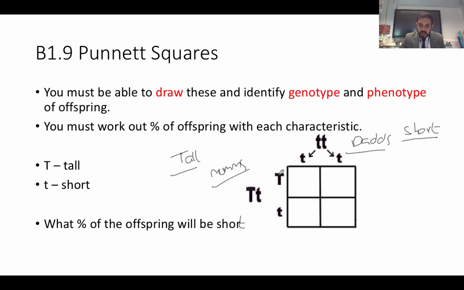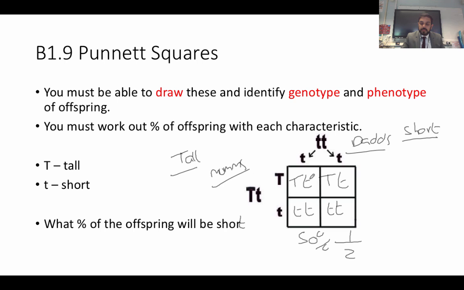So how do you do a Punnett square? You separate them out, and then you just go T, small t, small t, small t, small t, small t. So what's the probability of their kids being short? 50% would be short, or a half. Yeah? And how many would be tall? Those two. Yeah?